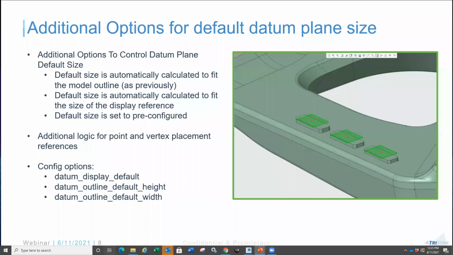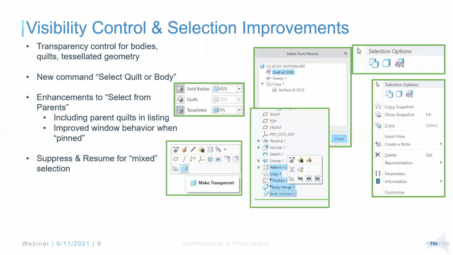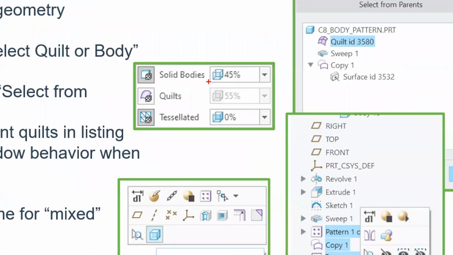So getting back to the other things in here, visibility, still staying with the basics of usability. I really like how you can control the transparency of bodies, which was introduced in Creo 7. One part can have multiple bodies. I may have shown you this last time when I covered Creo 7. And then quilts and tessellated geometry. So maybe you did some topology optimization, or you probably have some STL file imported. So tessellated geometry versus quilts versus bodies, you could have individual selections for them to control the transparency, as you can see here.